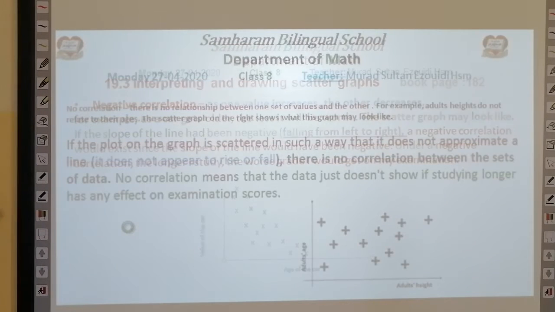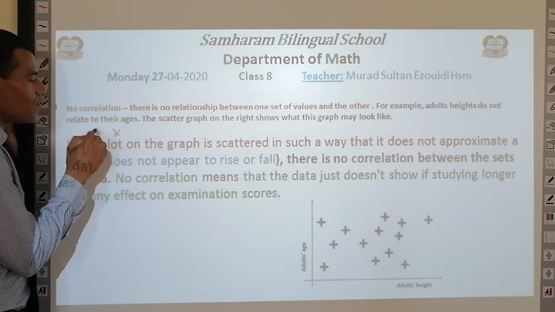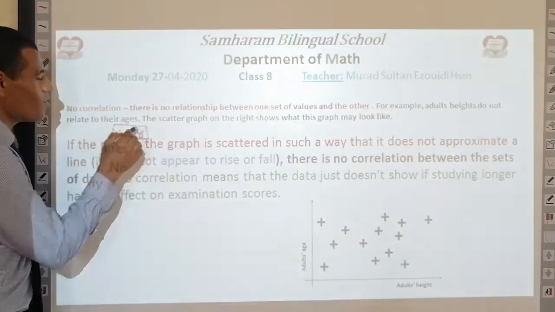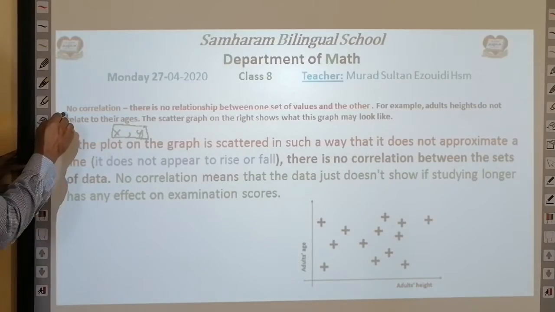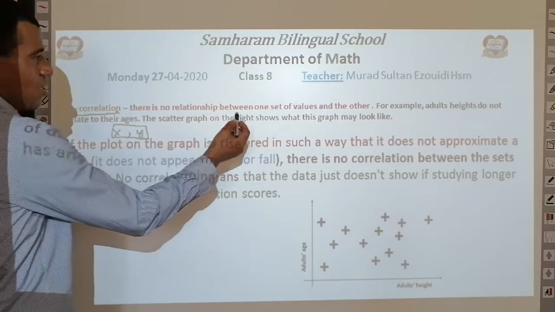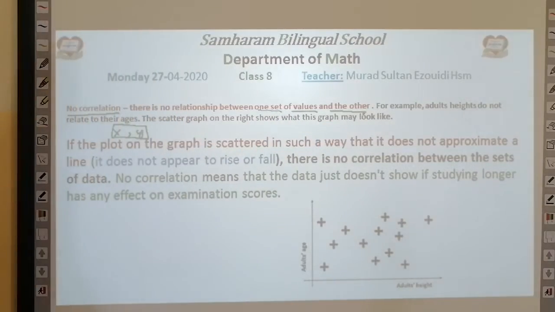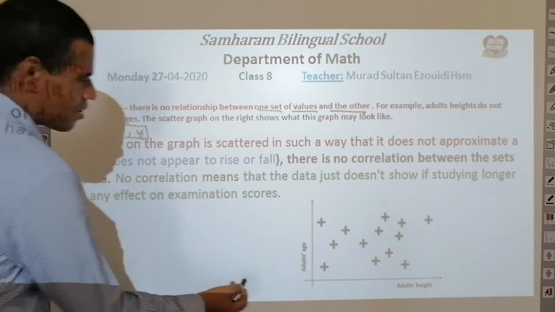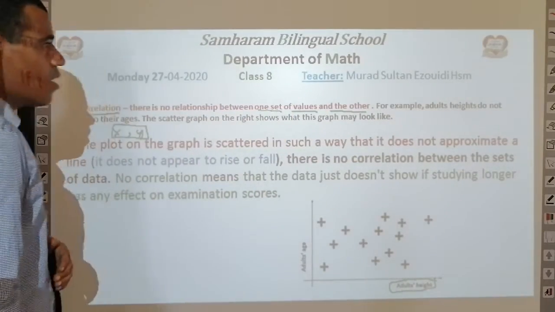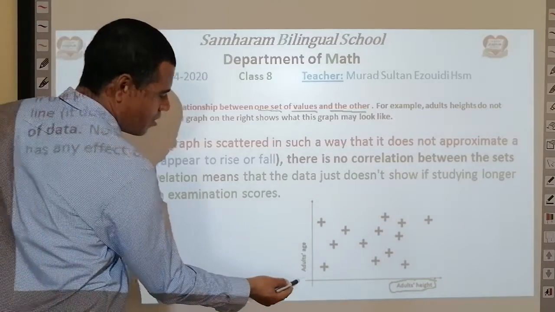The next. Now let's see where we have no relationship between two variables or two quantities x and y. Okay? If we don't have any relationship between x and y, it's called no correlation. It means there is no relationship between one set of values and the other. For example, adults' height doesn't relate to their ages.